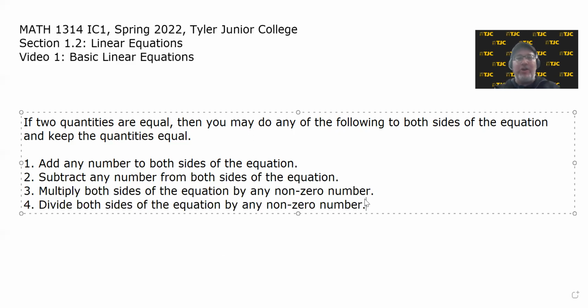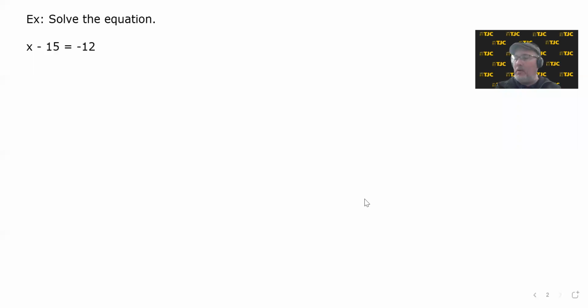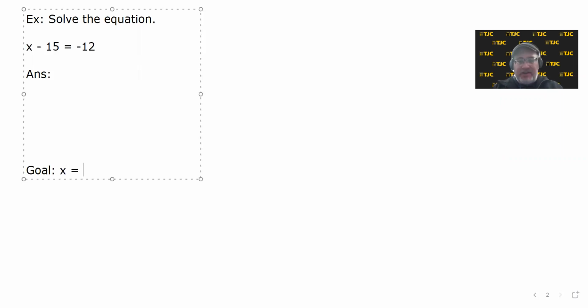For example, let's say you want to solve the equation x minus 15 equals negative 12, meaning we want to find the value or values for x that would make this equation true. Well, keep in mind that equation solving is a goal-oriented task, and our goal is to get it down to look like this: x equals some number. In other words, isolate the variable.